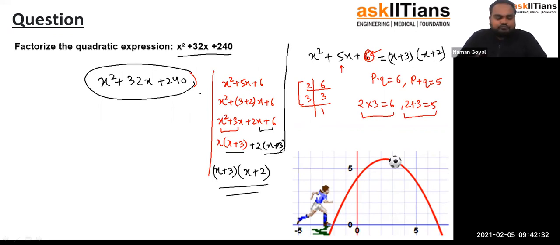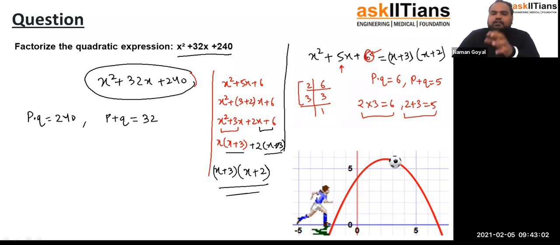Now see, there is another question. We want to factorize this one. Listen carefully. We need two numbers p and q whose product is 240 and whose sum is 32, right? In the earlier question we could easily interpret that the numbers were 3 and 2. Here it is a little bit tough, with respect to this question.